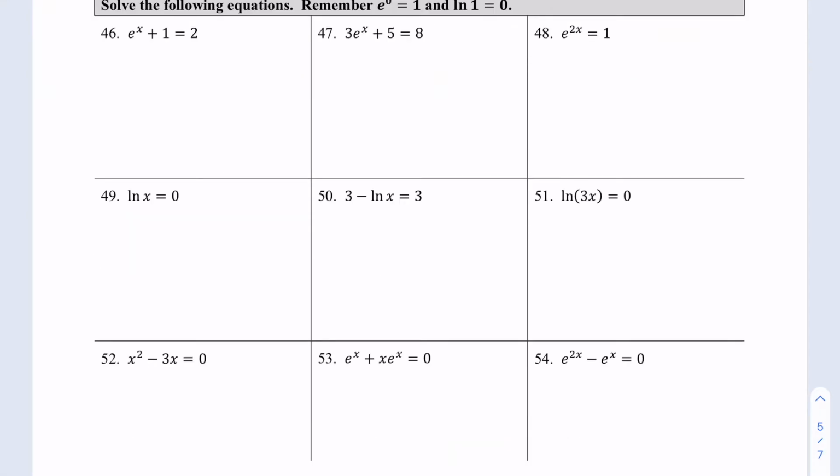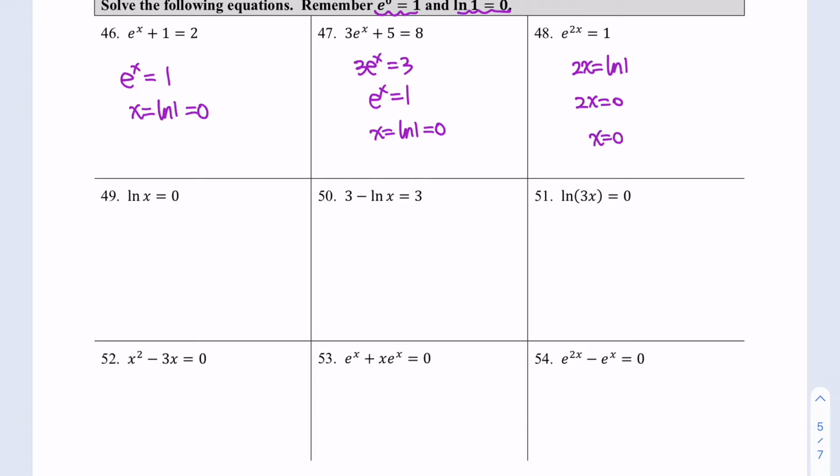46 to 54 involve exponential functions and logarithm functions. For these equations, we have to know e to the 0 equals 1 and ln 1 equals 0. The first one, e to the x equals 1, so x equals ln 1 equals 0. 3 to the x equals 3. e to the x equals 1, x will be ln 1 equals 0. e to the 2x equals 1, so 2x equals ln 1, 2x equals 0.